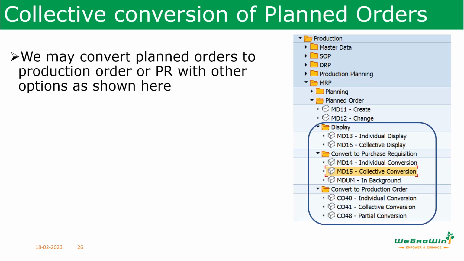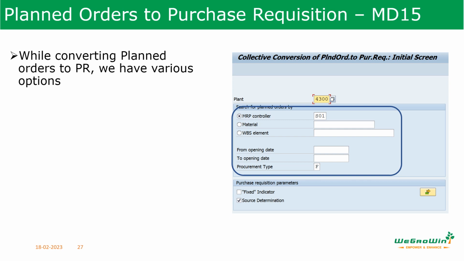Also directly we can go to the conversion of the orders. Instead of display and then conversion, we can use the transaction for conversion. So here we have MD14 for individual conversion to purchase requisition, MD15 for collective conversion to purchase requisition. As we saw earlier, while converting planned orders to PR, we have various options like MRP controller, material, opening period, procurement type, MRP element, WBS element, whether the source is fixed or not, source is determined or not, those kinds of things.